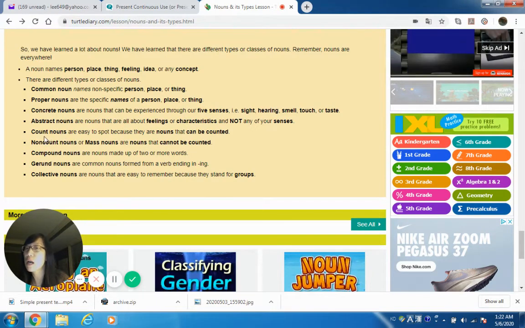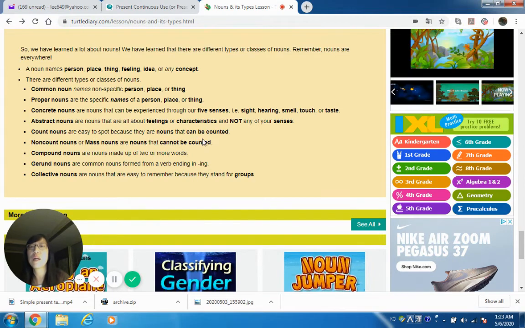Count nouns, or countable nouns, are easy to spot because you can add the letter S or ES to make them plural, or IES if the word ends with the letter Y. Non-count nouns, or mass nouns, are nouns that cannot be counted, like love, hate, jealousy.